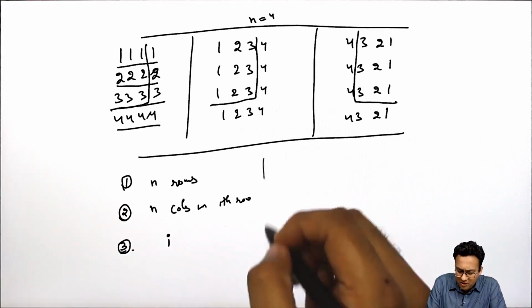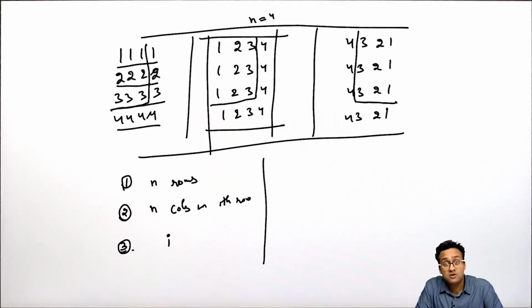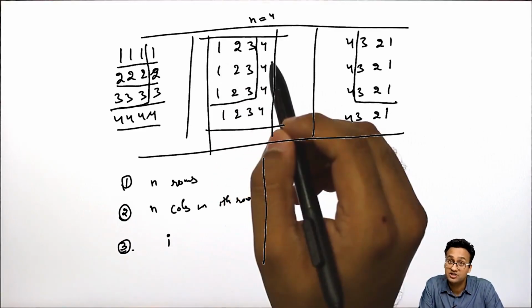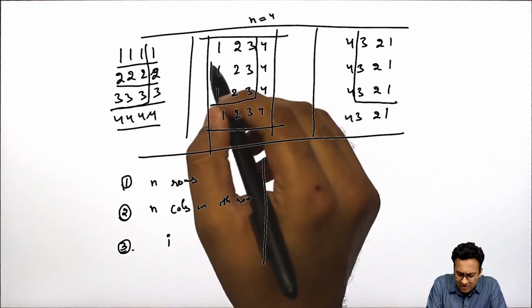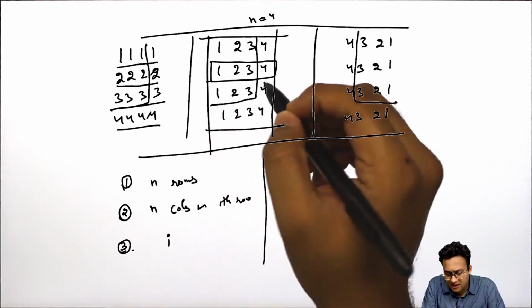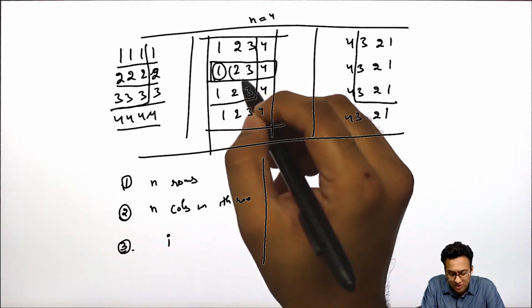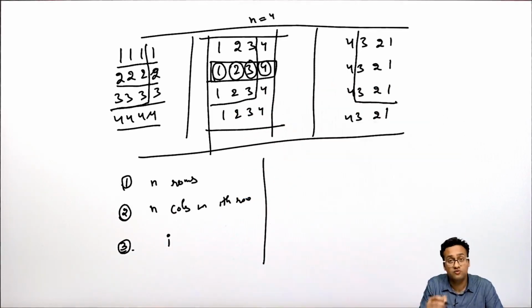Okay. Now, if you look at the second pattern, row 1 does not have everything the same. Row 1 has changing values. Row 2 has changing values. But if you look at a particular row, let's look at this particular row. In this row, column 1 has 1 in it. Column 2 has 2 in it, column 3 has 3 in it, and column 4 has 4 in it. So seems like what you need to print is the column number.